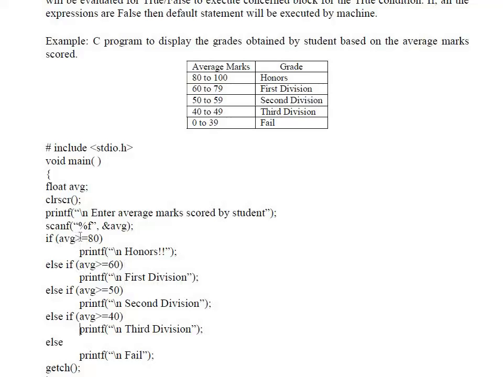Assume that the entered average marks are not more than 80 and not more than or equal to 60. That means lesser than 60. Then I check for greater than or equal to 50. If it is greater than or equal to 50, definitely it is between 50 and 59 only. So I display the message second division. Assume that it is not greater than or equal to 80, not 60, not 50. That means less than 50. Then I check for greater than or equal to 40. Yes, if it is greater than or equal to 40, it is between 40 and 49 only. Then I display the message third division.